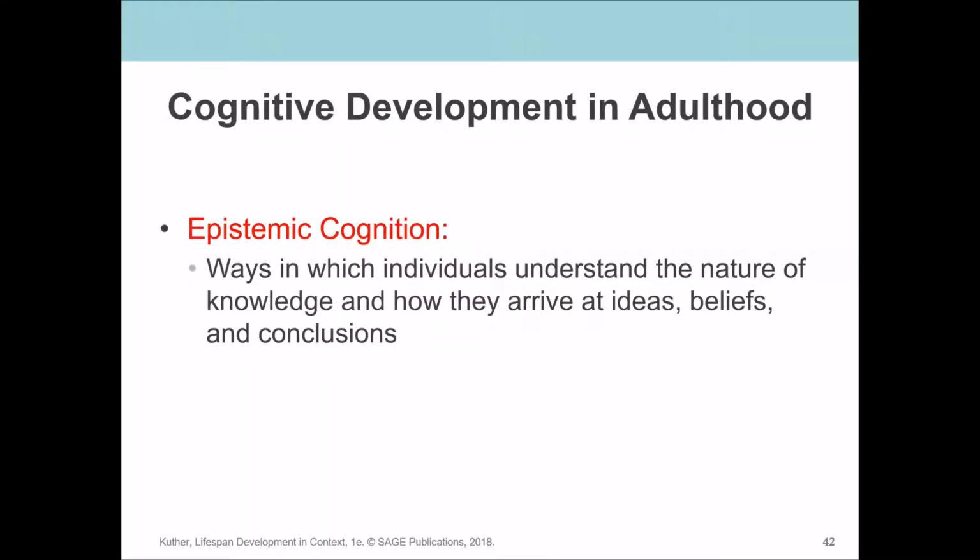Those who study cognitive development in adulthood examine epistemic cognition, essentially the ways in which individuals understand knowledge and how they arrive at their beliefs and their ideas and these conclusions. So let me just give you a scenario, and this is pretty typical for how we investigate the different ways that people think and reason and use logic: we give these potential stories, and how would you respond to this particular story? So here's one narrative. And just think about how you would respond to it.